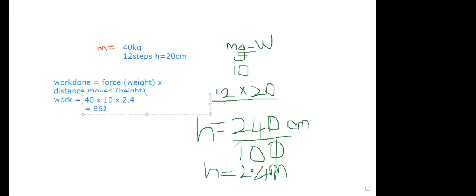So it's 960 joules. Yes, Esther, your hand is up. You unmute.